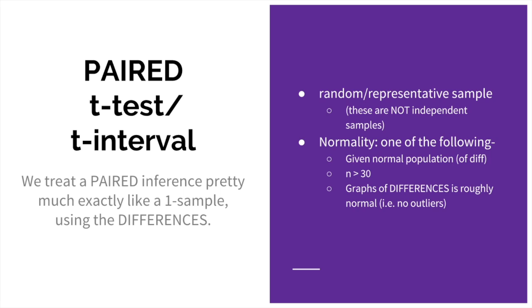If it's a paired t-test or t-interval, we pretty much treat this just like a one sample t-test or t-interval, but we use the differences between the groups. So we would look for one random or representative sample. They would not be independent samples, they are dependent, that's why we're doing paired. Normality, we would check the differences. So were we told that the differences are roughly normal? Were we told, do we have greater than 30 in our sample, and then are the graphs of the differences roughly normal? One of those three.